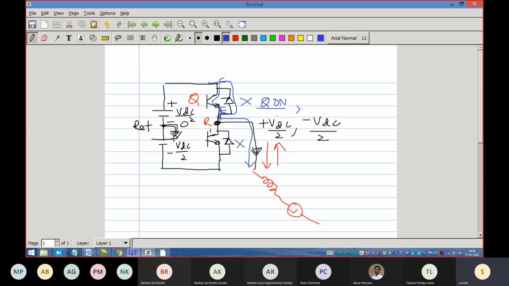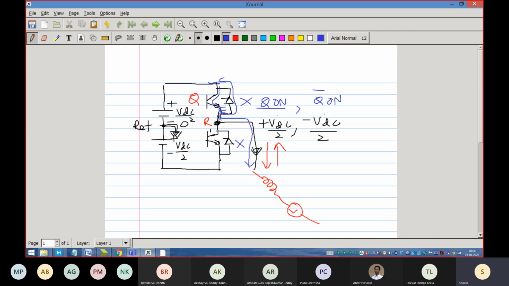Irrespective of the current direction, when Q bar is on, it is minus VDC by 2. This is the characteristic of this voltage source inverter, and that's why we require a diode. You may remember it from earlier teaching also, but I wanted to present it to you one more time.